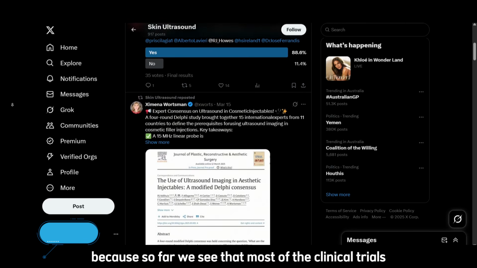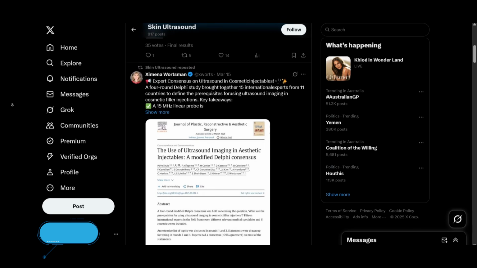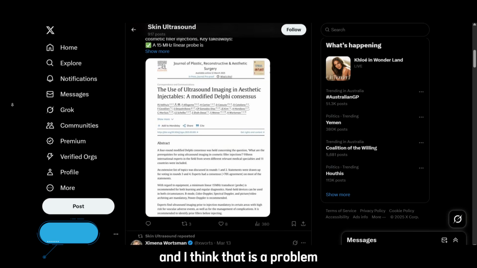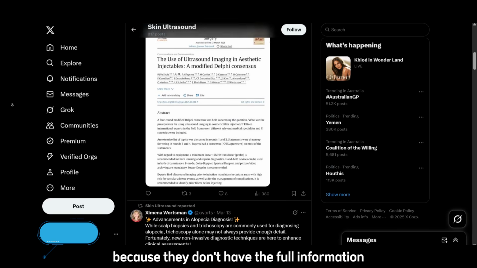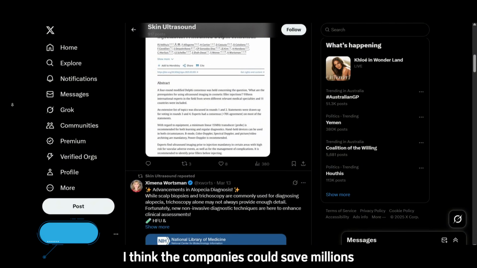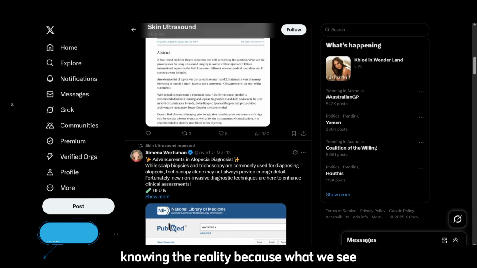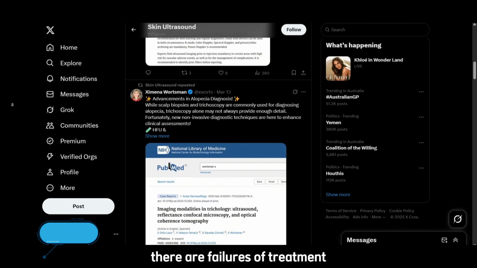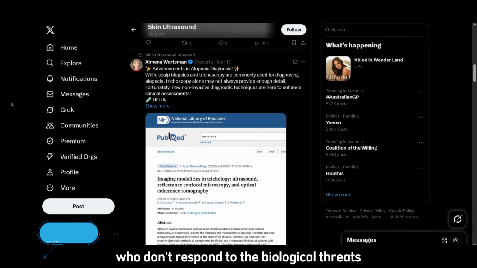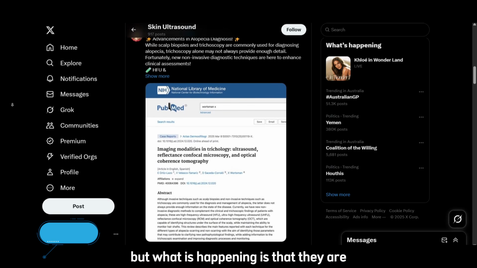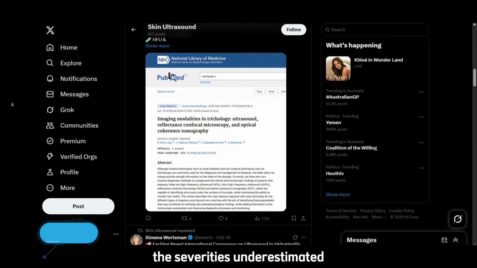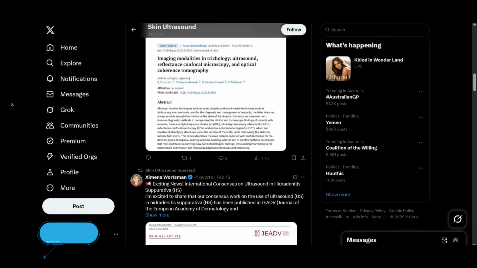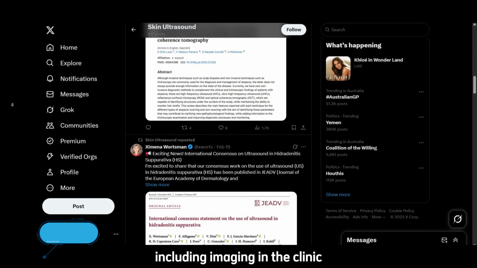Because so far we see that most of the clinical trials don't include imaging at all. And I think that it's a problem because they don't have the full information. I think the companies could save millions knowing the reality. For example, in HS, there are failures of treatment. There are people who don't respond to the biological drugs, but what is happening is that the severity is underestimated. We see that on ultrasound. So I always think that there is a strong need to include imaging in the clinical trials.